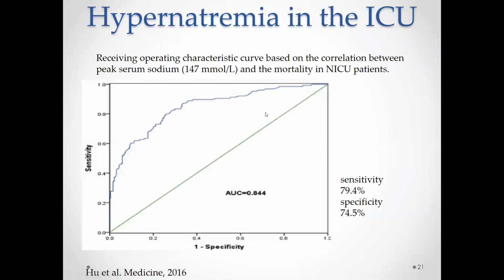And from this same study, they graphed a receiver operating characteristic curve, based on the correlation between the peak sodium of 147 and mortality in the neurological ICU patient. They found that 84% of the time, patients have higher mortality if they have a sodium peak above this number. The sensitivity of this was 79%, and the specificity was 74%.